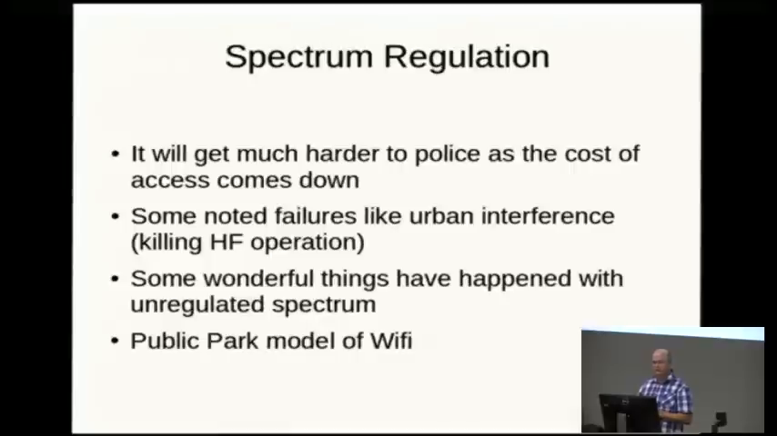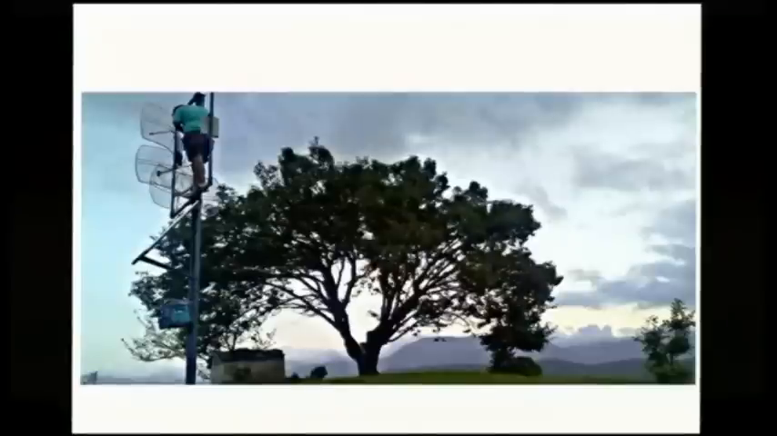And then there's also some wonderful things that have happened when spectrum regulation isn't so tight. Now, one example is the public park model of how Wi-Fi is regulated. And one of the best examples I can think of is some friends of mine in India called Air Jaldi, and they've been doing this for, I think, over 10 years now. They started off with first-generation Wi-Fi APs and put their own dishes on them. But what they've done is made a rural internet network in rural India, and last time I visited, they brought internet to over 30,000 poor and disadvantaged people. Which is a wonderful thing that they've done with essentially unlicensed spectrum.